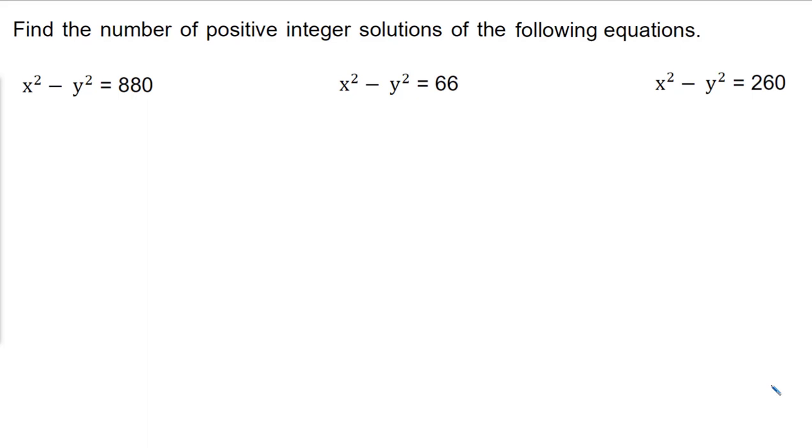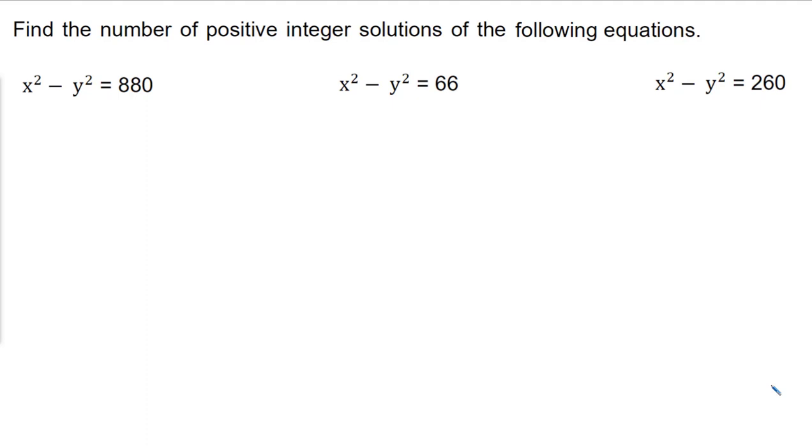Hello everyone. In this video we are going to have a look at special equations in which x square minus y square is equal to some even number. In the previous video we saw x square minus y square is equal to an odd number. Now x square minus y square is equal to an even number. The question is to find the number of positive integral solutions.